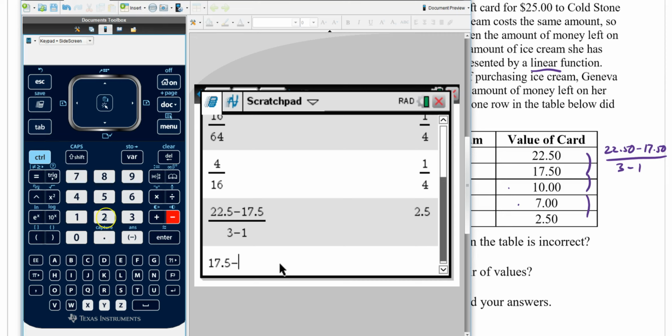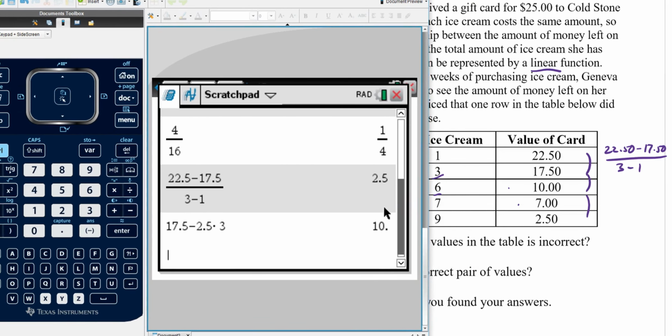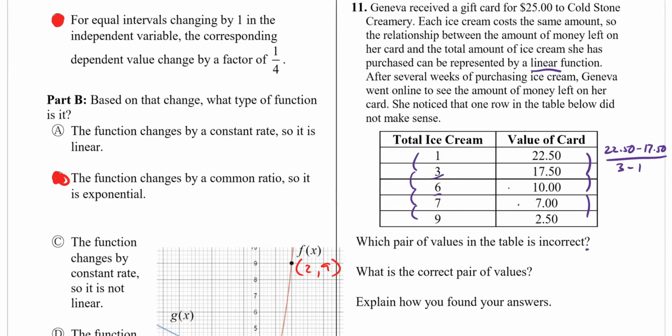17.5 minus 2.5 times 3, because I have 3 of them. I should be at 10, and I am. And then next, we've got from 6 to 7. Well, that should drop 2.5 again, but it doesn't. It drops 3. So which pair of values in the table is incorrect?